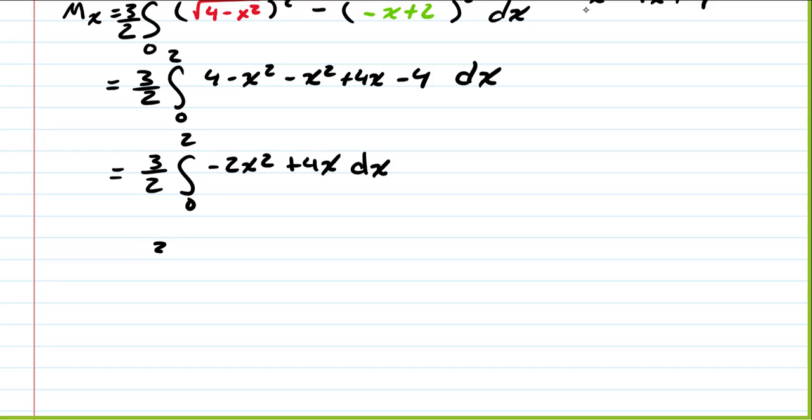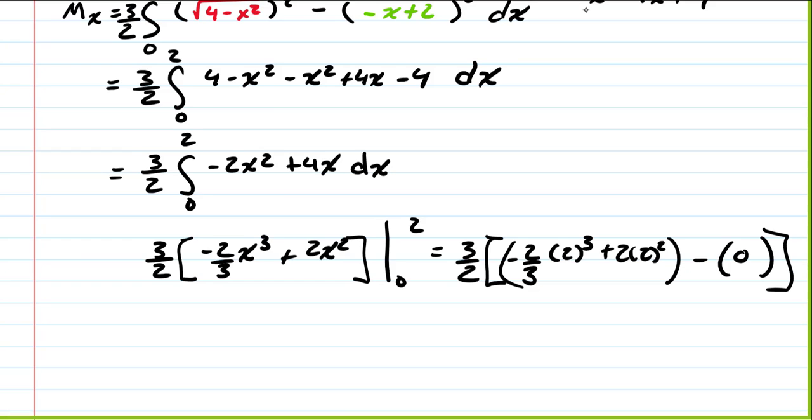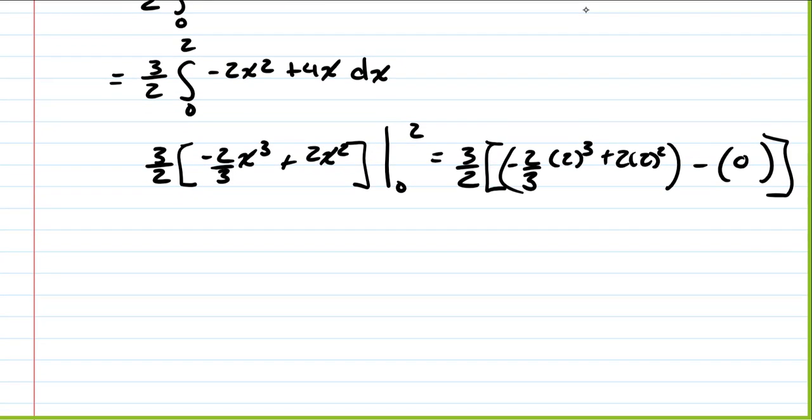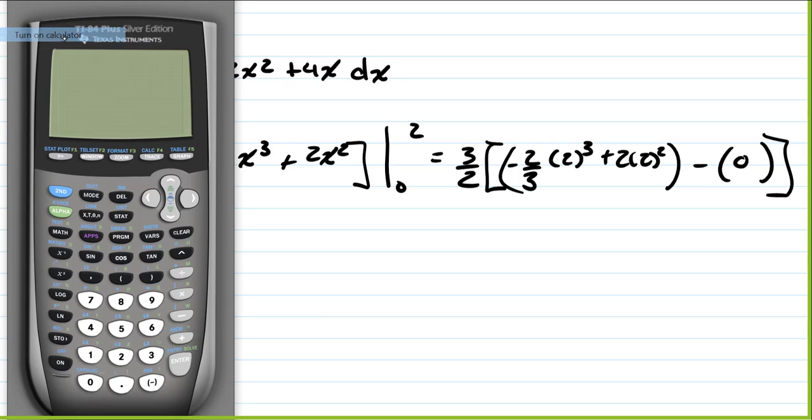So let's integrate this thing. So 3 over 2 times negative 2/3 x cubed plus 2x squared, and we're going to evaluate that from 0 to 2. So that's going to be 3 over 2 times negative 2 over 3, and we plug in 2 cubed, plus 2 times 2 squared. And when we plug in 0 to both of those, they're just going to be 0. So this is really just calculator food at this point, right? So let's just feed that to our calculator and see what we get.